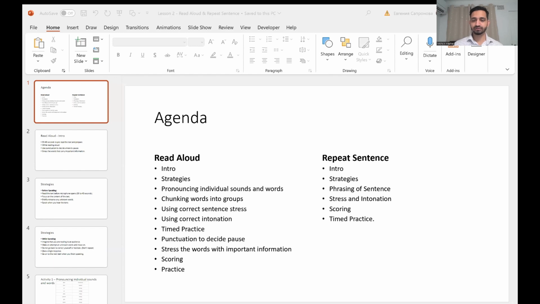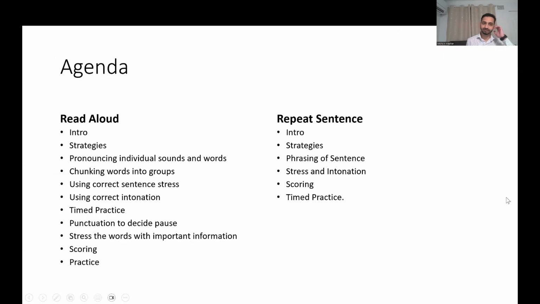Get ready and get excited for the class today because it's going to be a very important one for your speaking test. Right, so we'll, as always, start with the agenda. As I discussed, there are going to be two things that we'll be touching on: read aloud and repeat sentence. We'll start with read aloud first. So we've got intro, we'll talk about what read aloud is, and then we'll talk about strategies.